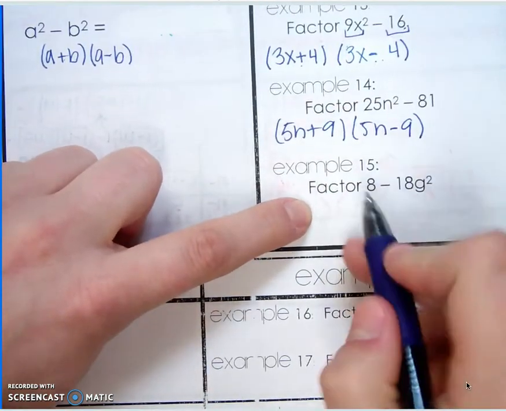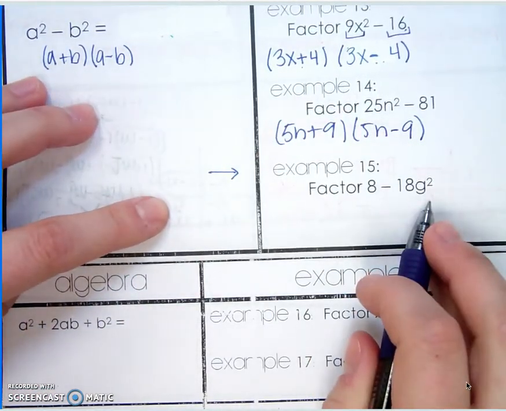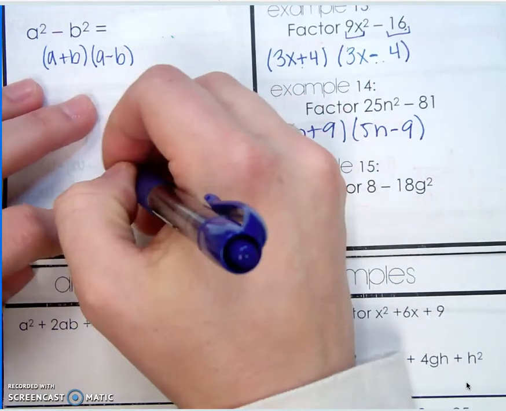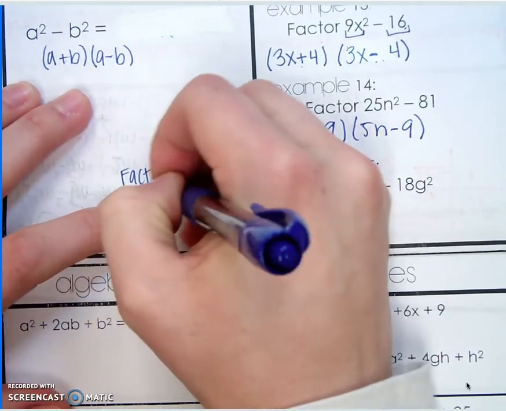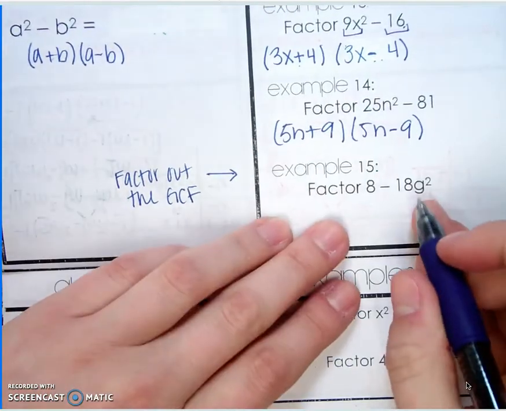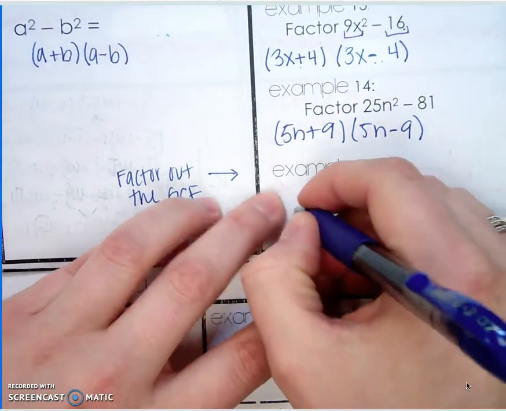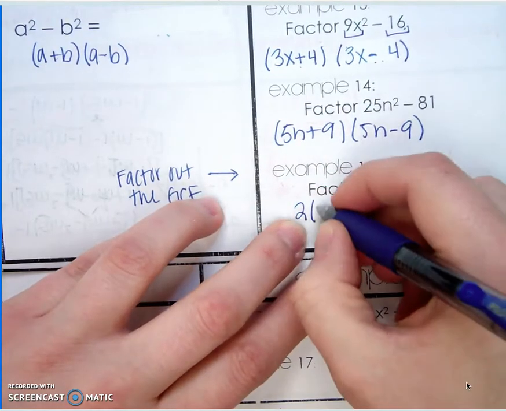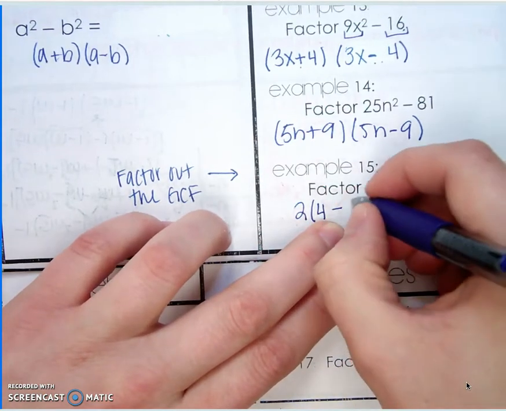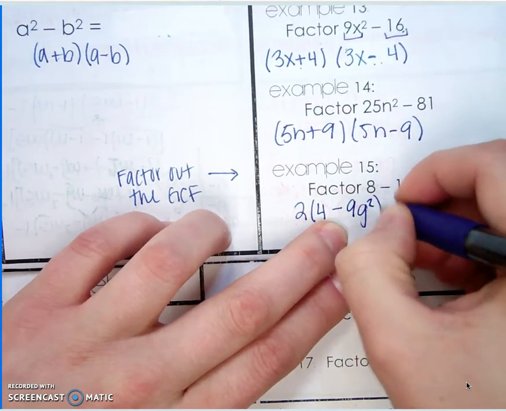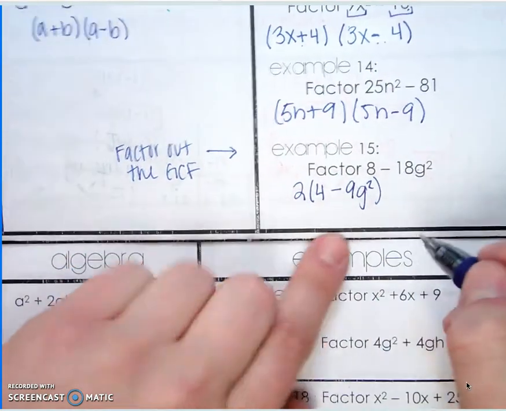Okay, this one's a little bit different because we're not going to have anything that's going to work for this right here. The first thing we're going to do is factor out the GCF. So what can I pull out of 8 and negative 18g squared? The only thing I can pull out is a 2. So I'm left with 8 divided by 2 is 4, minus 18 divided by 2 is 9, and then we leave the g squared. We're just going to leave the 2 on the front. It's not a big deal being there.